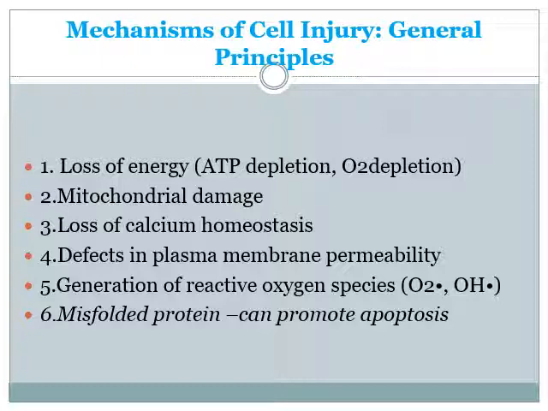Third one is loss of calcium homeostasis. In this, there is an increase in calcium entry caused by increased membrane permeability or by activating certain enzymes. Fourth one is defects in plasma membrane permeability. This is by membrane damage, and by membrane damage, cell injury can occur. Next one is generation of reactive oxygen species. They can damage lipids, proteins, DNA and cause cellular injury. Misfolded protein can promote apoptosis and this will cause cell injury.